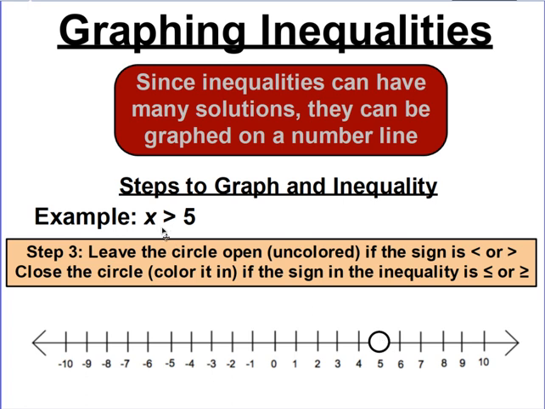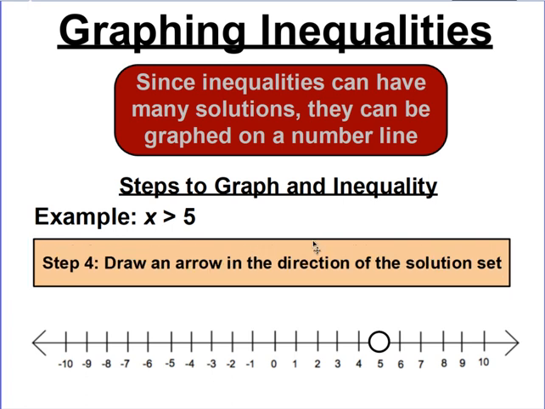So here, because of the inequality we have, we're going to leave it uncolored. The last thing we have to do is draw an arrow in the direction of the solution set. Remember, the solution set is all of the numbers that x can be in this problem. And if you look at the problem, x can be 6 or 7 or 8 or 9. So if you come down to your number line, which side of the circle do you see 6, 7, 8, 9, and the numbers that are greater than 5? It's on the right side of the circle. So you just need to draw an arrow going in that direction.